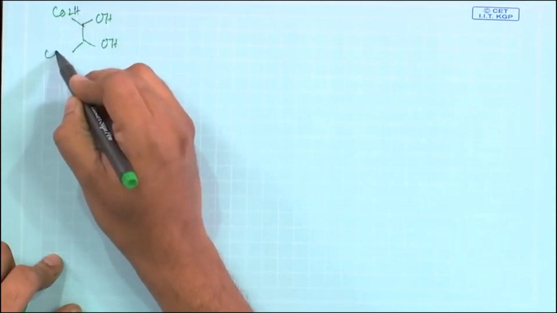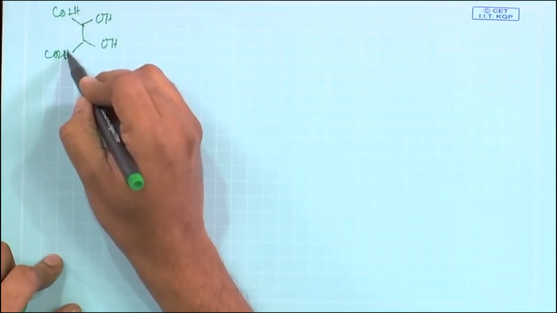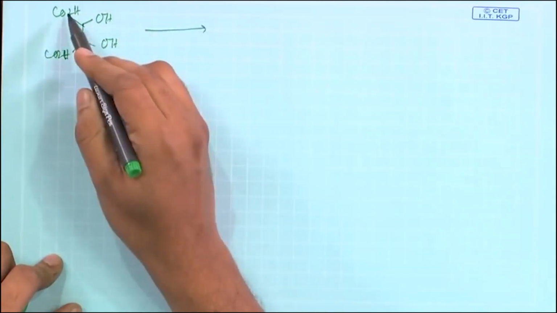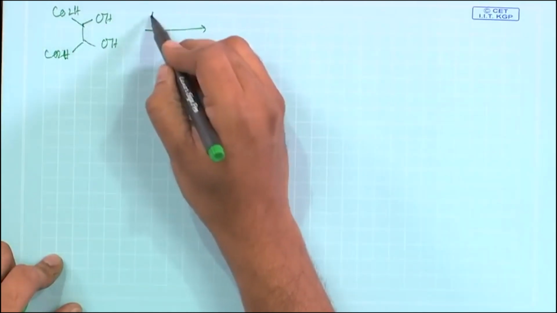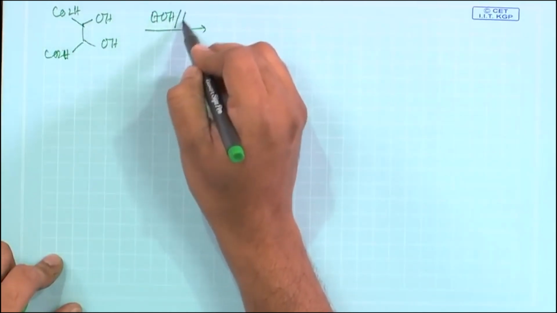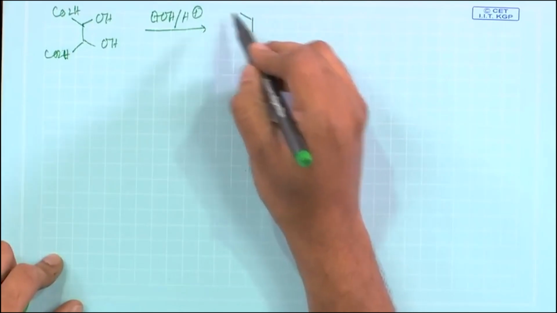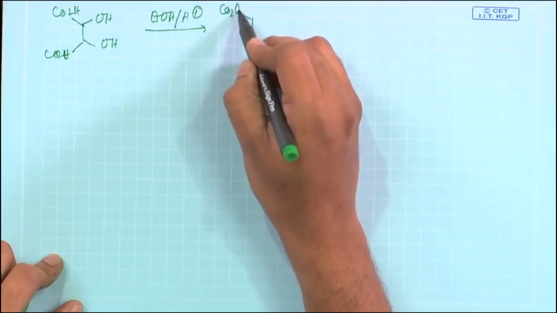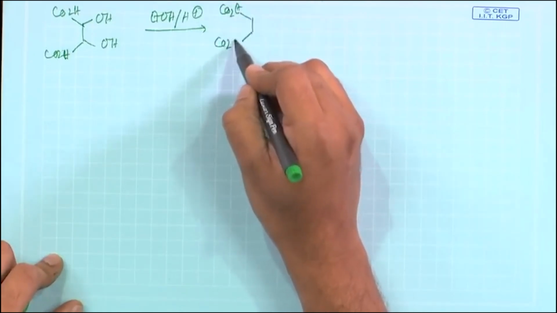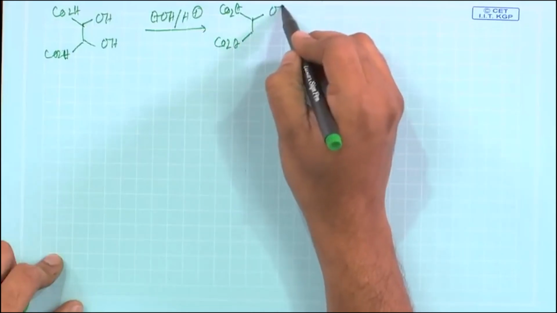Let us say we start with tartaric acid. First, these are the acid groups, so do an esterification reaction, a double esterification, and that will give you CO2Et, CO2Et. And you have free alcohols.